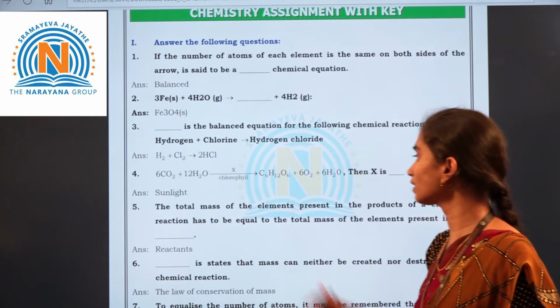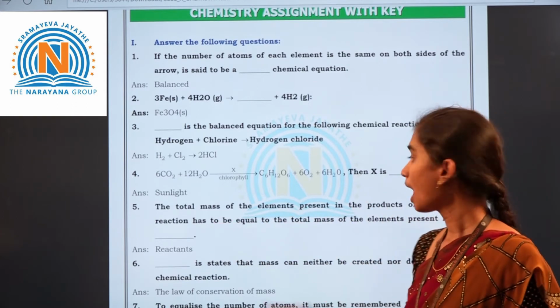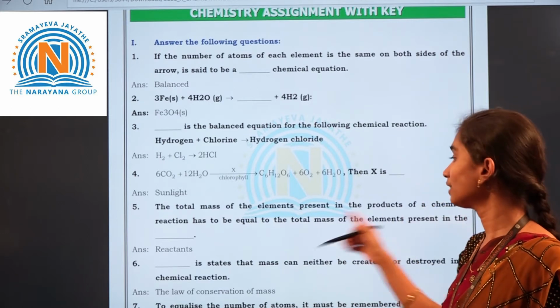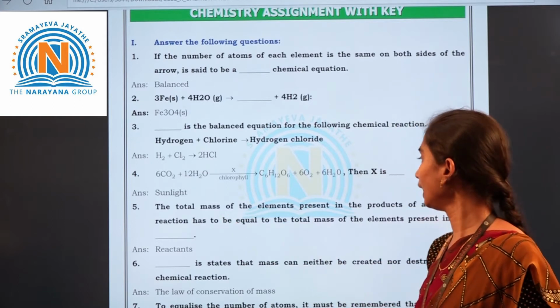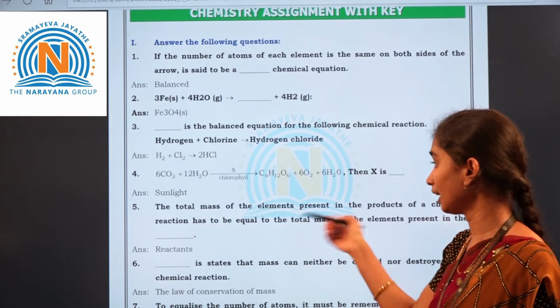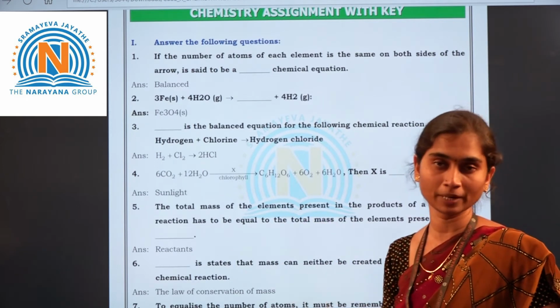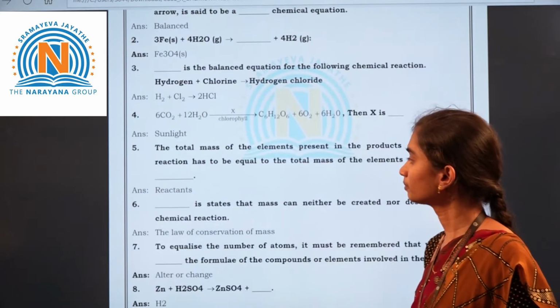The total mass of the elements present in the products of a chemical reaction has to be equal to the total mass of the elements present in the reactants. Right children, the total mass of the elements present on the product side in a chemical reaction has to be equal to the total mass of the elements present in the reactants. So let us see the next question.